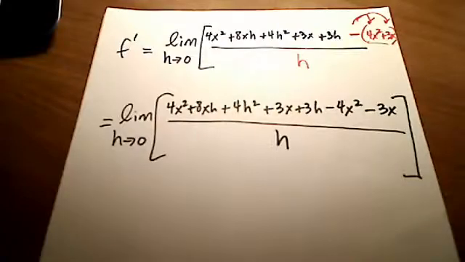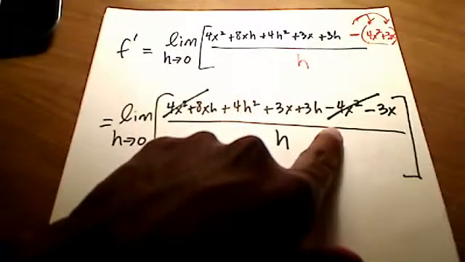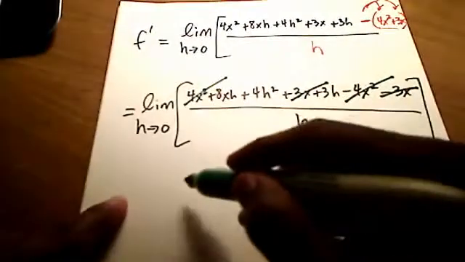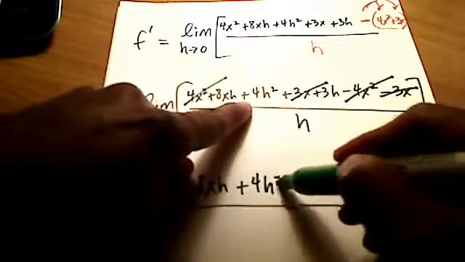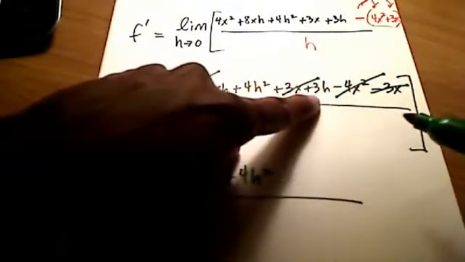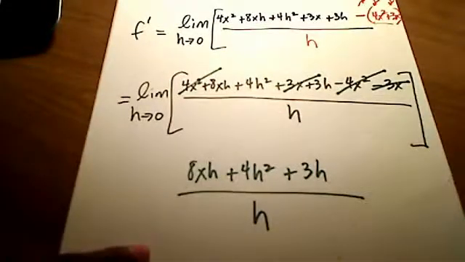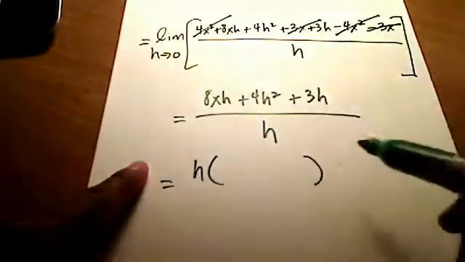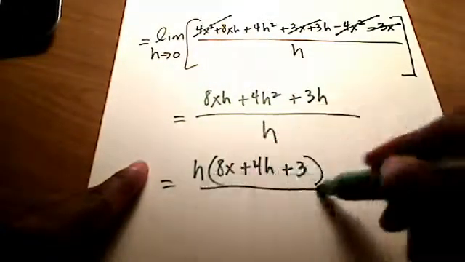Well, can I simplify anything in the numerator? I hope you see that I certainly can. This 4x squared at the beginning and that negative 4x squared cancel out. This 3x and that negative 3x cancel out. So the terms I'm left with in the numerator are 8xh plus 4h squared plus, don't forget, 3h is still in here. Do you notice that all those terms in the numerator have an h in common? Which means I can factor an h out from everybody up top, leaving me with 8x plus 4h plus 3 all over h.